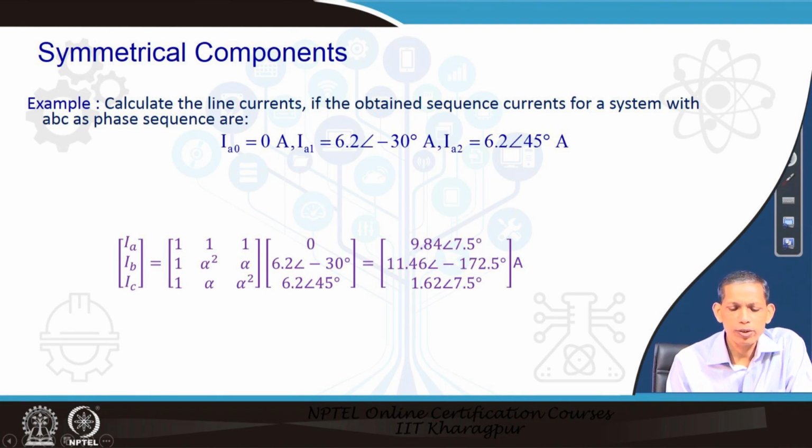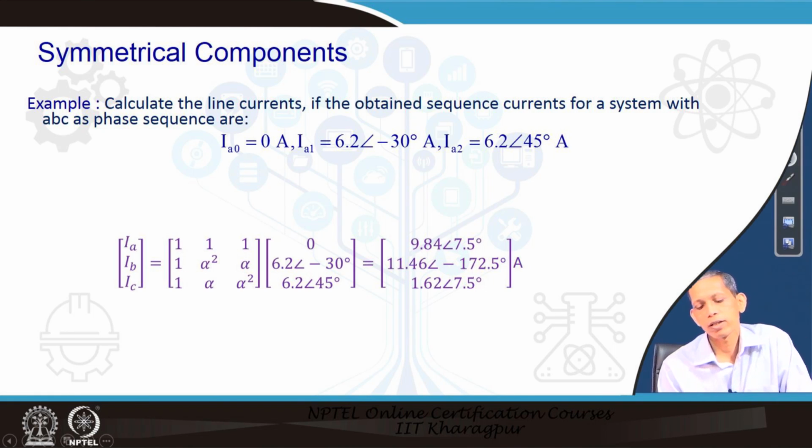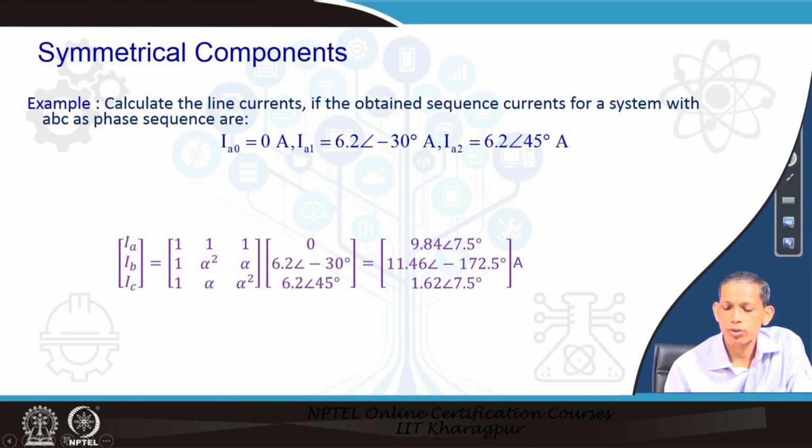Now, the other way around, given the sequence components, we can calculate the phase quantities using the T matrix. Calculate the line currents from the obtained sequence currents for a system with ABC phase sequence, given I A0 equals 0 ampere, I A1 equals 6.2 with an angle of minus 30 degrees, and I A2 equals 6.2 with an angle of 45 degrees ampere.